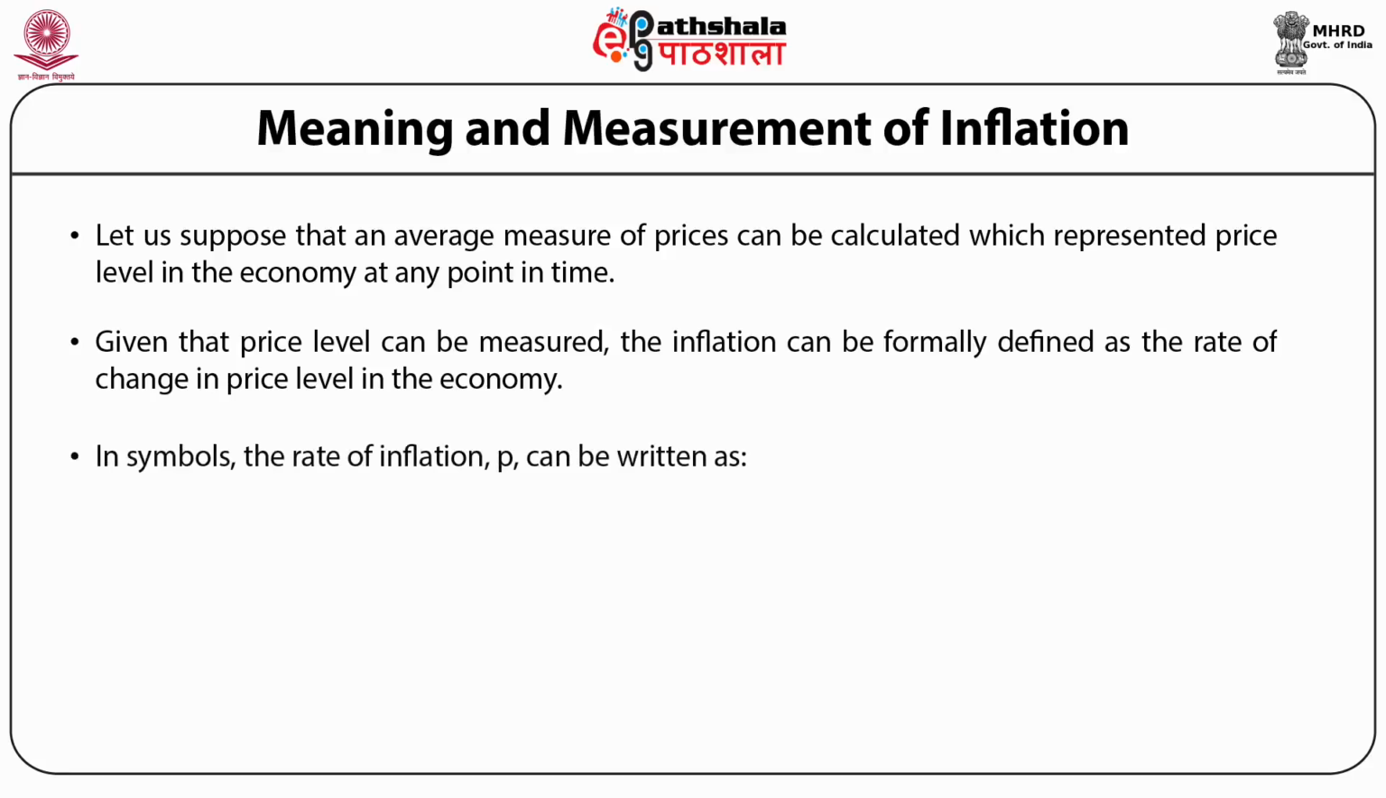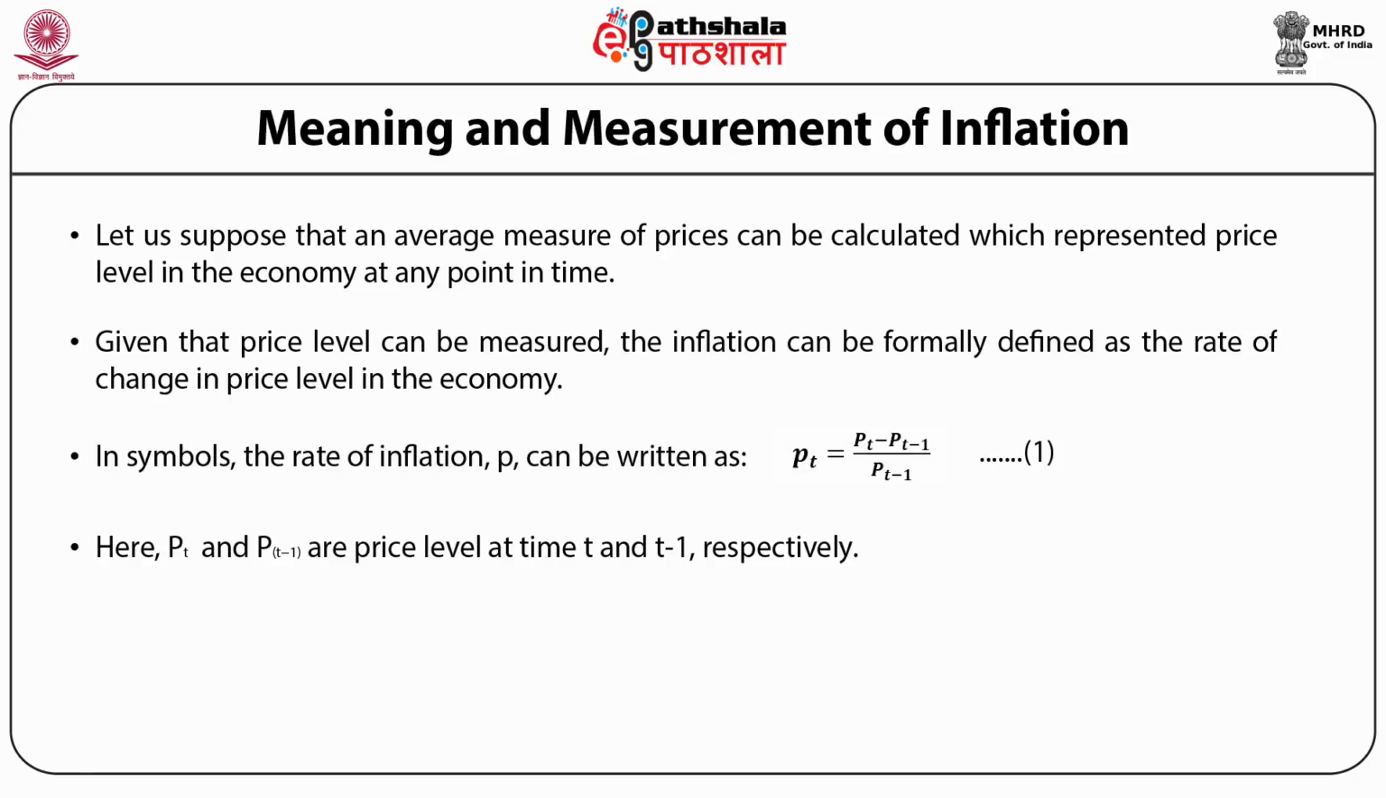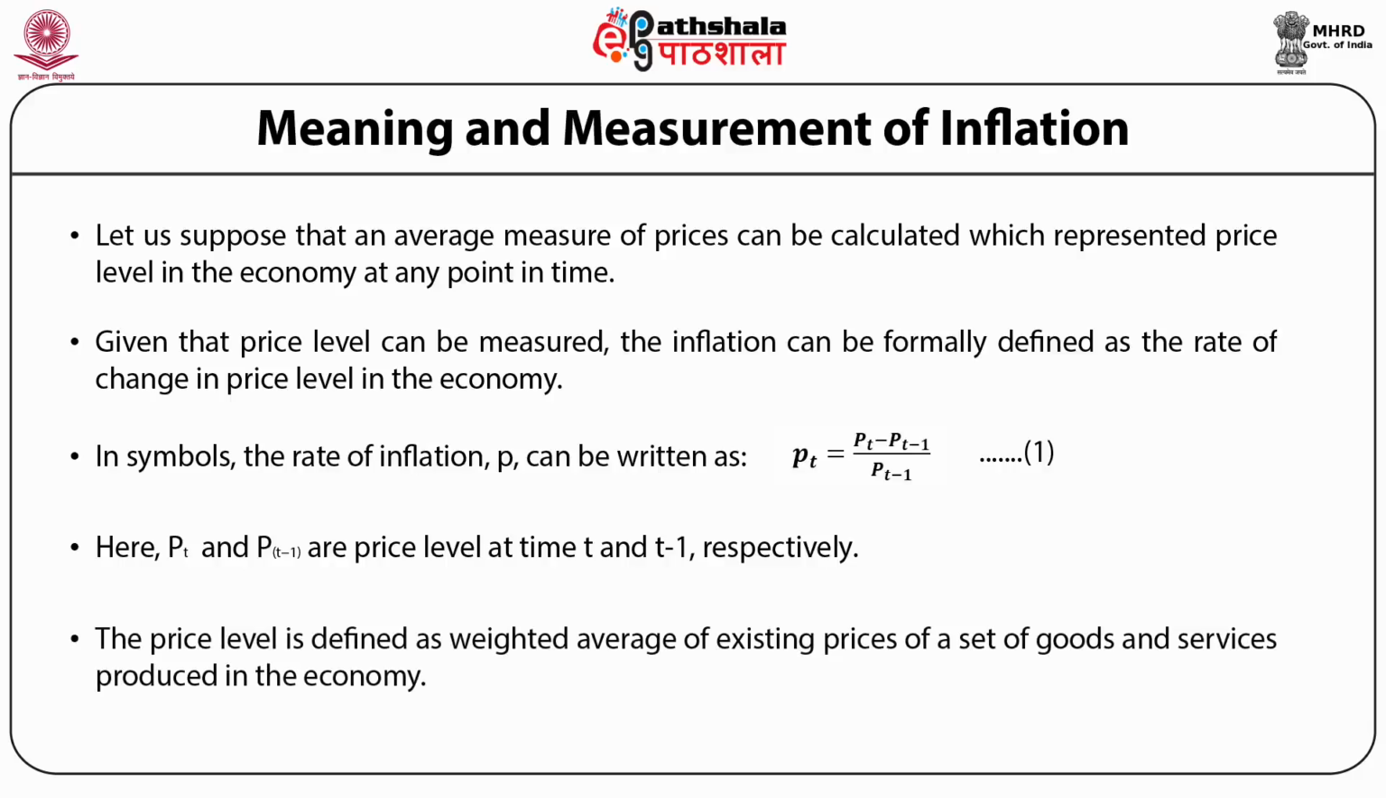In symbols, the rate of inflation, small p, can be written as small p_t equals capital P_t minus capital P_(t-1), divided by capital P_(t-1). Here, capital P_t and capital P_(t-1) are price level at time t and t minus 1 respectively. The percentage change in price level or rate of inflation can be calculated by multiplying inflation small p with 100.